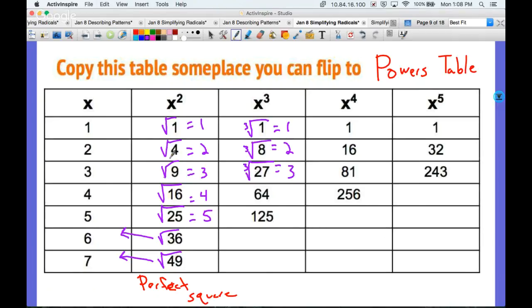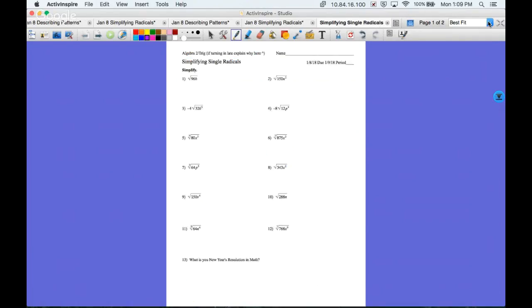So if I'm dealing with square roots, I should be looking in this column here to help me out. If I'm dealing with cubed roots, I should be looking in this column here to help me out. All right, let's get into some examples.